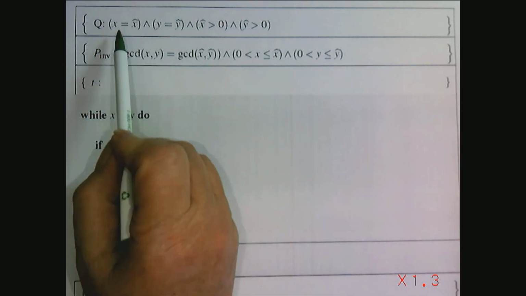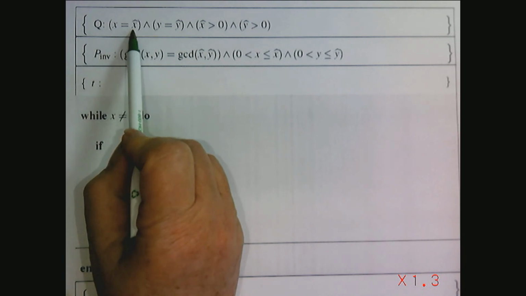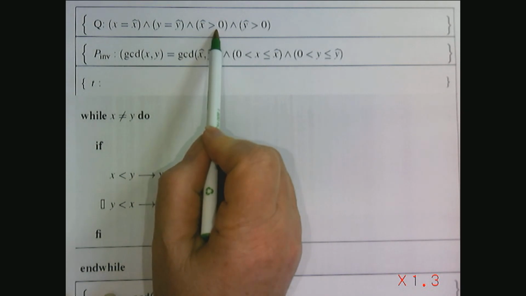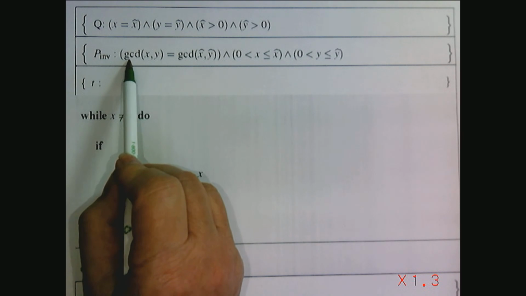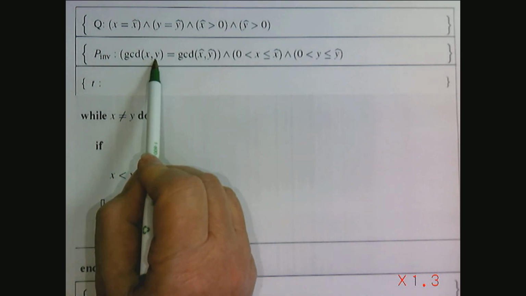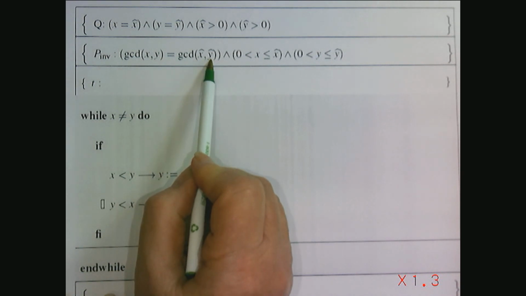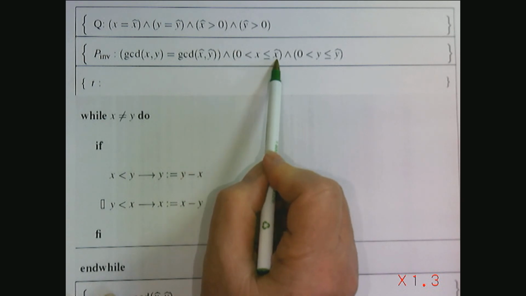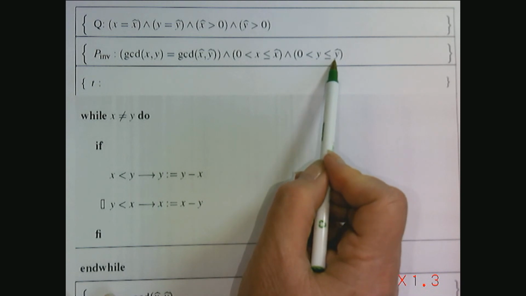Let's take a glance at this algorithm. So we start off in a state where x hat, the input in x and the input in y, are both positive. And then the invariant is that the GCD of x, y is the same as the GCD of the original x, the original content in y, and x is still positive but less than or equal to the original content, and y is positive but less than or equal to its original content.